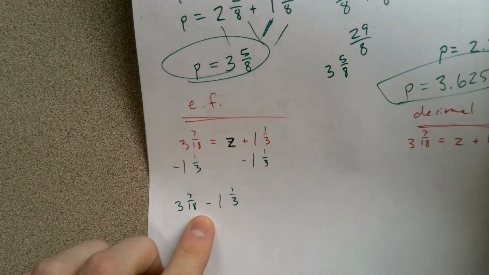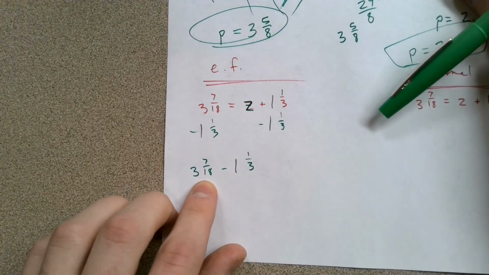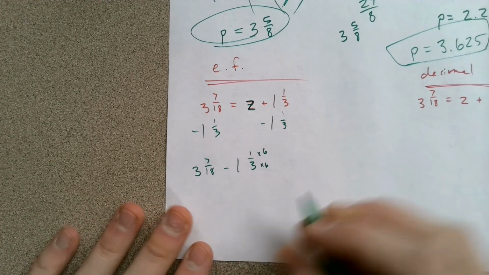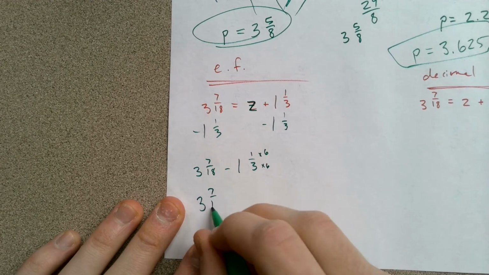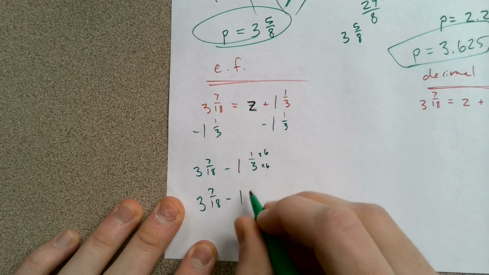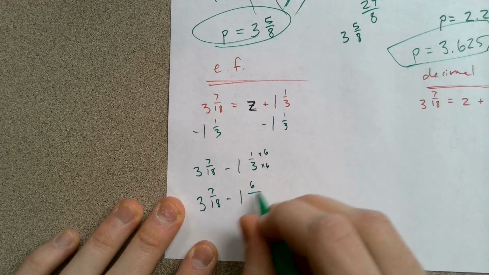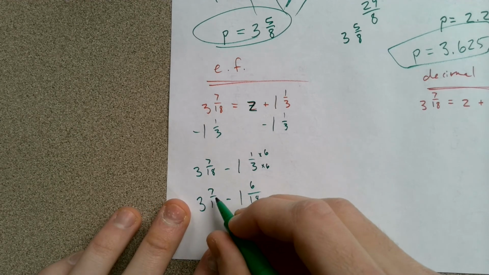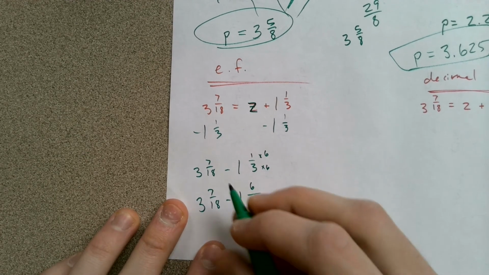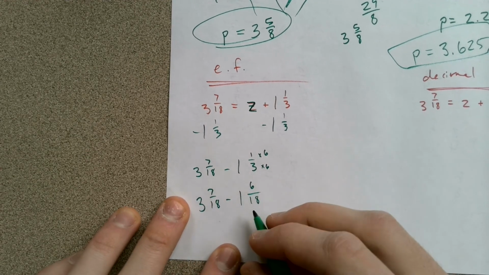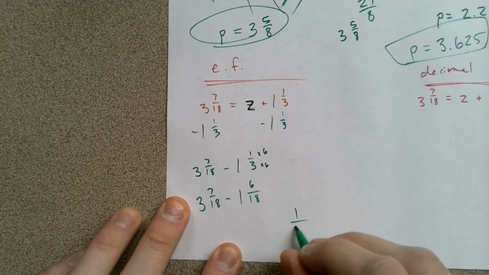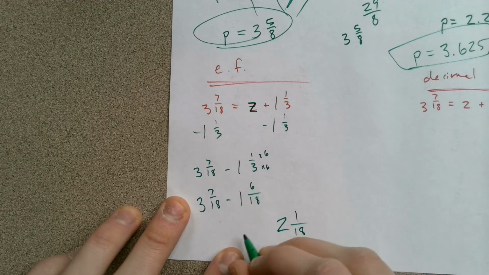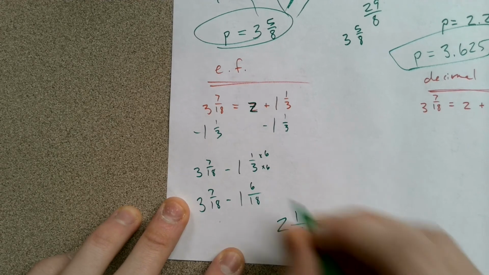I need to make some equivalent fractions here, so I'm thinking, how can I get from 3 to 18? This one's going to work easily for me. Multiply by 6 on top and bottom. 3 7/18 minus 1 6/18. Start with my fractions. 7/18 minus 6/18 is going to leave behind 1/18. 3 minus 1 is going to be 2. And that is going to equal z.